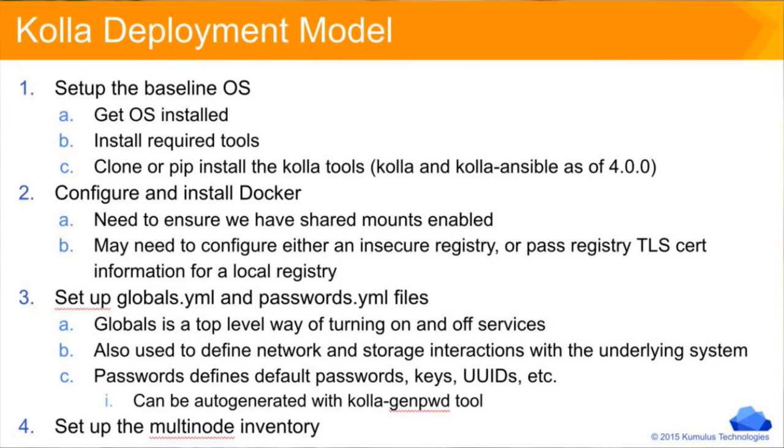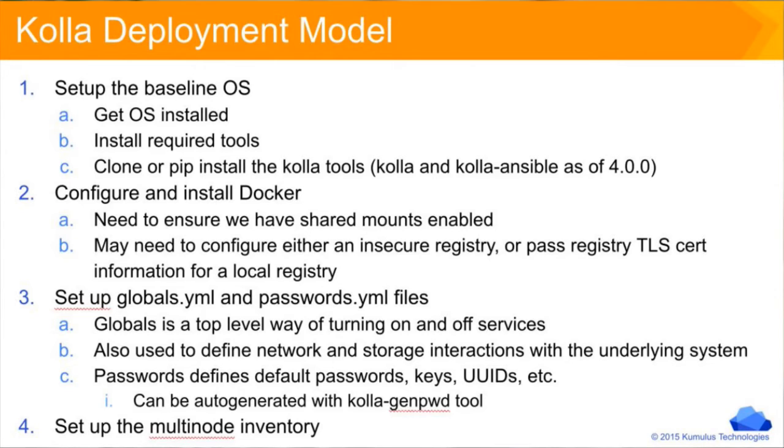The second step from that is that we're going to actually want to configure and install Docker. We need to ensure that it has the right configuration. Specifically, there's a shared mounts parameter that has to exist. If we're using an insecure registry, we would have to go in and actually set up the insecure registry resources as well. We're not going to have to do that, thankfully. And then we're going to set up the files that actually describe the OpenStack services, the resources that we want and how we want them configured.